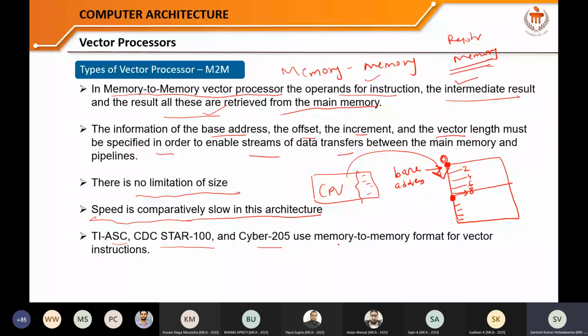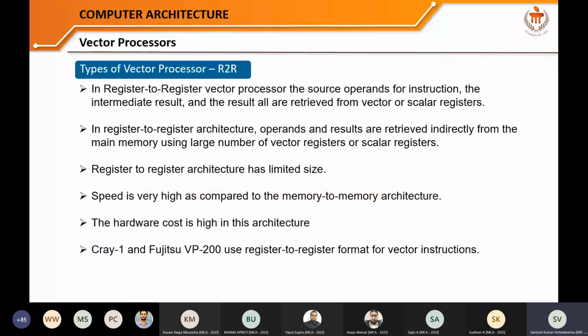Now coming to the second category, that is based on the registers. So it is register to register. In register to register vector processors, I hope you are very clear that I'm talking about the registers which have been built into the processor itself. In vector processors, the source operand for instructions, the intermediate result, and the result are all retrieved from vector or scalar registers. So in this architecture, operands are retrieved indirectly from the main memory using a large number of vector registers or scalar registers.